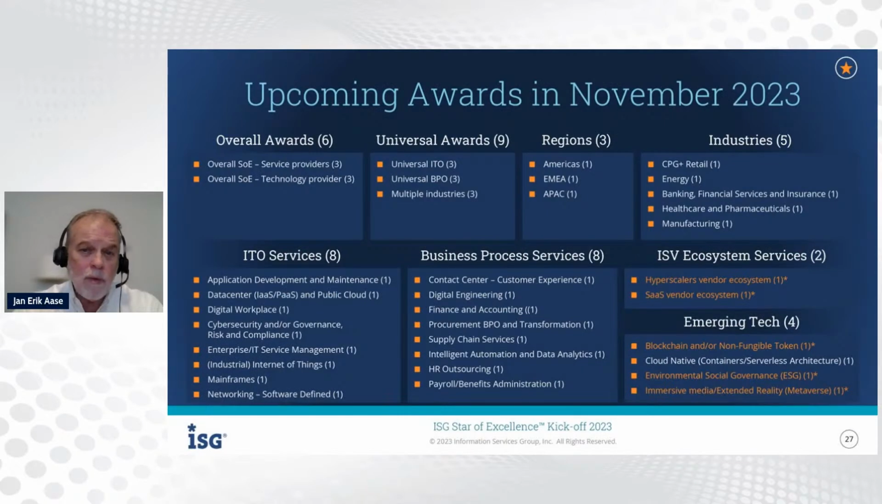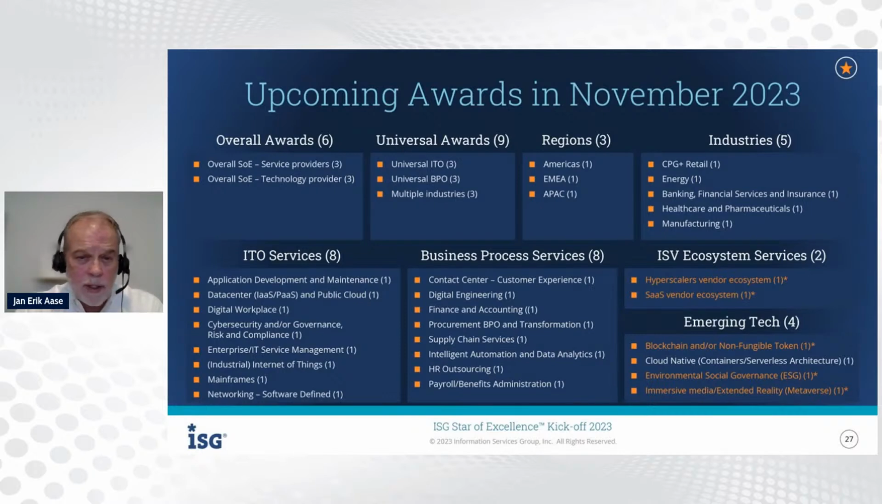And so in this upcoming awards in November 2023, we're going to be looking at, like I said, 6 overall winners, one for service providers and the other one for technology providers, 3 each. We have a universal award, so that we're looking across all of the ITO studies, who had the highest CX score, across all the BPO studies, and then finally the multiple industries. And then obviously regions, we look to that detail, as you saw in some of the slides presented, that APAC had the highest satisfaction, with EMEA at the bottom, Americas in the middle. And so there is an award for overall award winner for each of those.